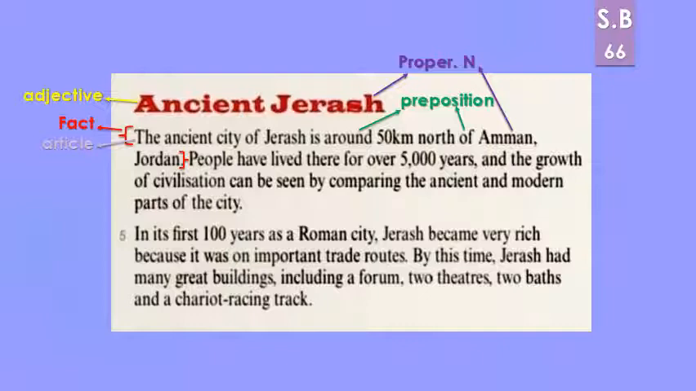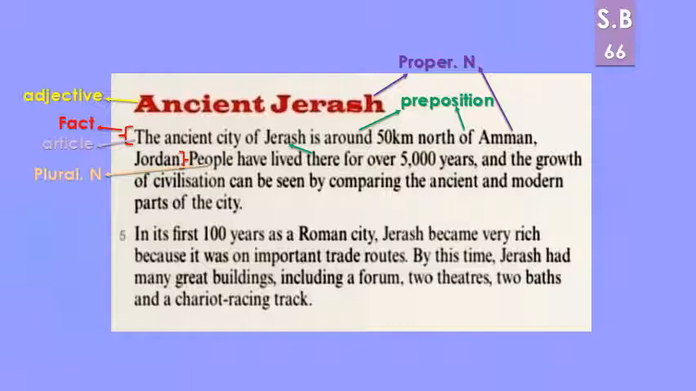People have lived there for over 5,000 years. إذا وقد عاش الناس هناك لأكثر من 5,000 سنة. So here people الناس it is plural noun وهي اسم جمع. They refer to ancient Jerash تعود على جرش القديمة. And the growth of civilization. Civilization it means الحضارة can be seen.